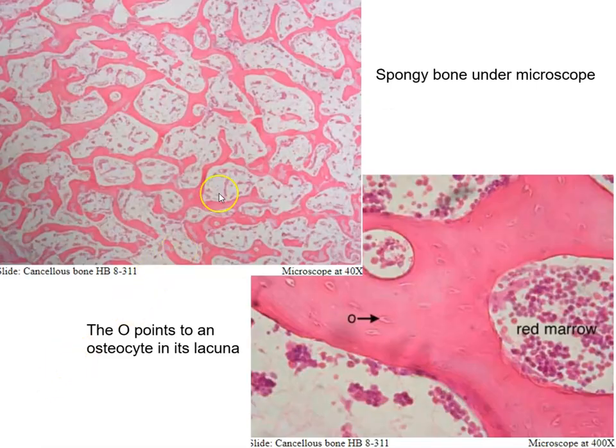Here is spongy bone under a microscope. So these pink areas, this is actually the bone, and these kind of white speckled areas are the area where the bone marrow is. So if we look at it at 400 times magnification, you can see here's the red bone marrow, and then the pink area is the actual trabecular bone. And you can see an osteocyte here inside of its lacuna.